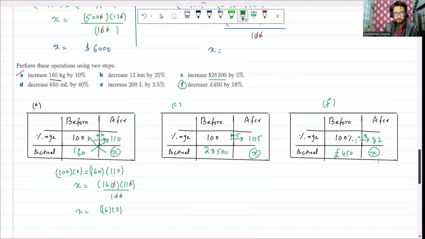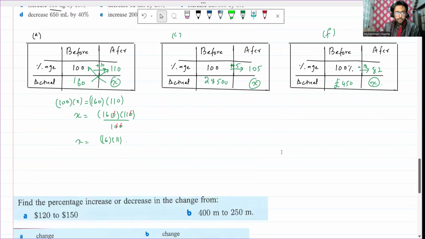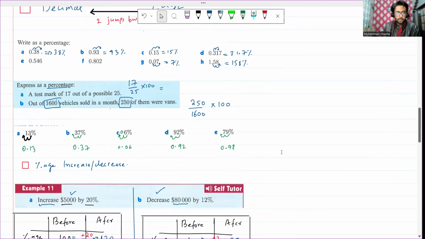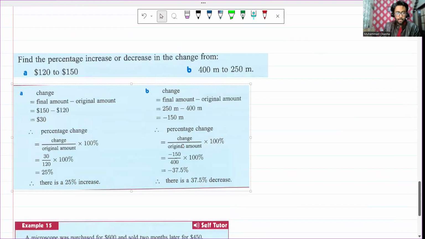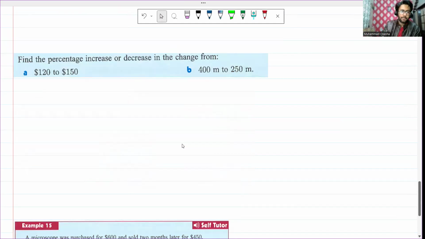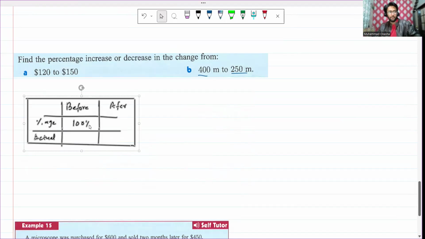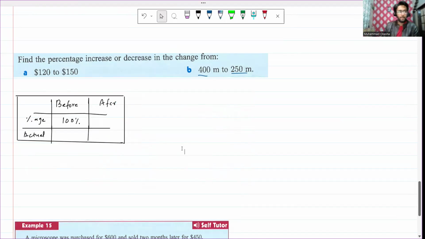Okay, it's pretty easy. So now you know how to do percentage increase and percentage decrease. Okay, let's take a look at this. Percentage: find the percentage increase or decrease in changing from this to this. I think use the same boxes that we just learned, but very carefully place the values. Okay, and we'll do this very carefully.